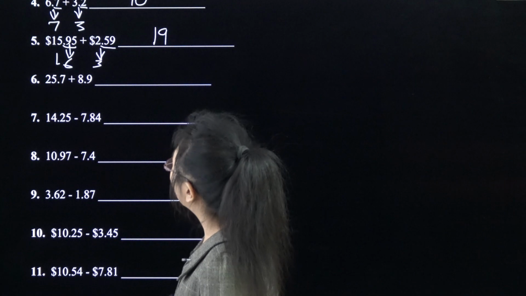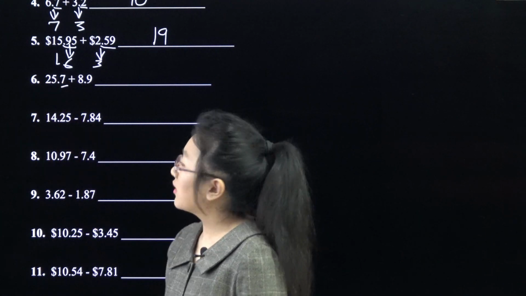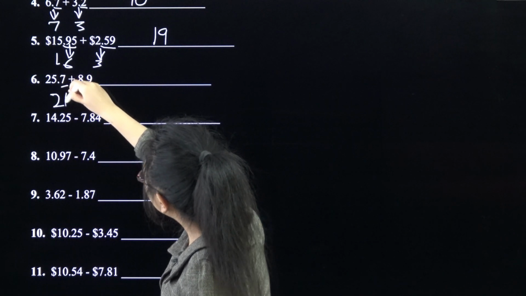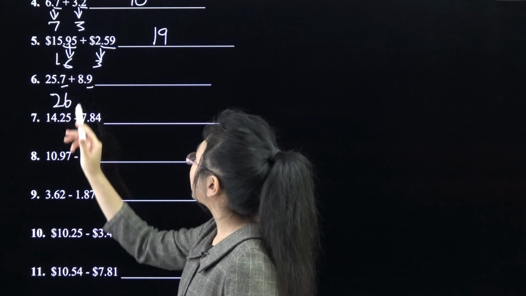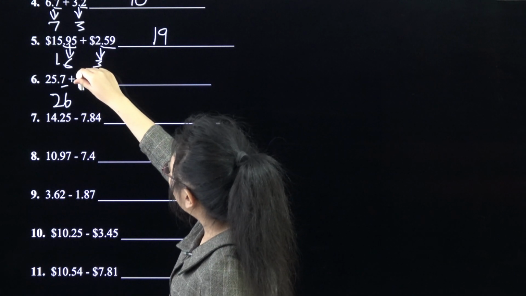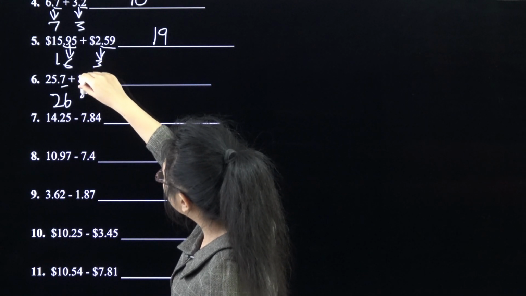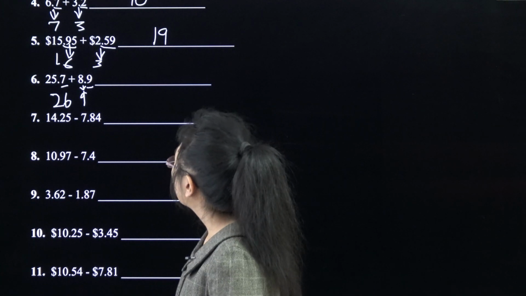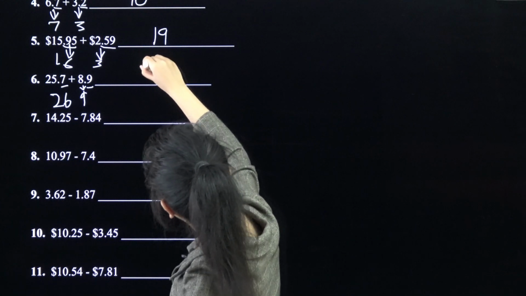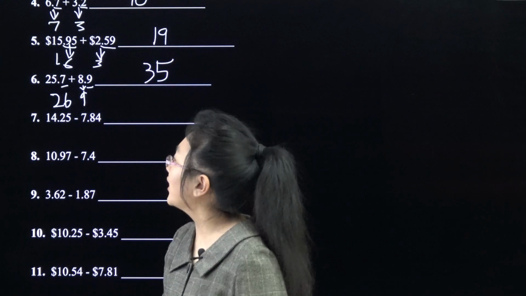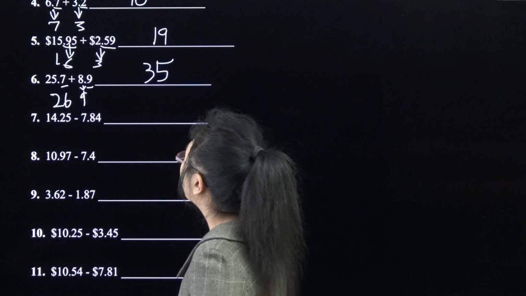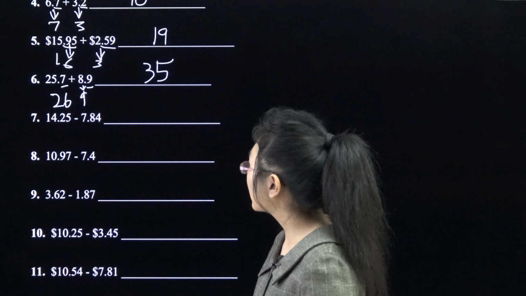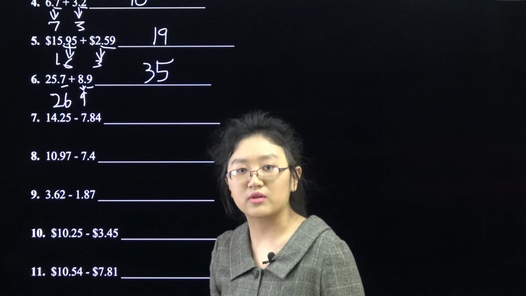Oh, this is the last addition one. Over here, the tenths place is 7, so we're going to round up into 26. And over here, the tenths place is 9, so we're going to round up to 9. And we get 26 plus 9 equals 35. Which means that 25.7 plus 8.9 is approximately equal to 35. Or our estimate is that it's equal to 35.